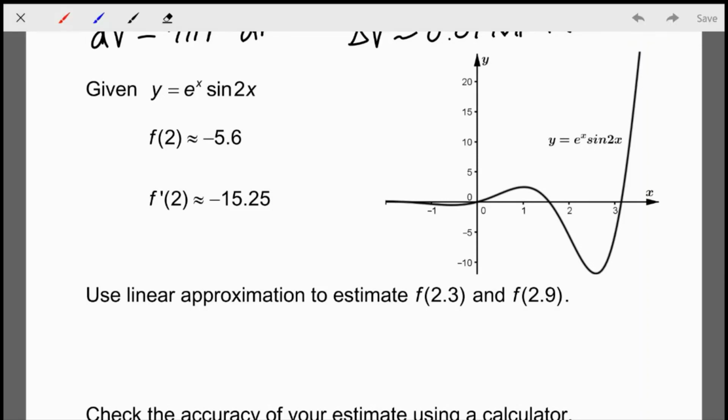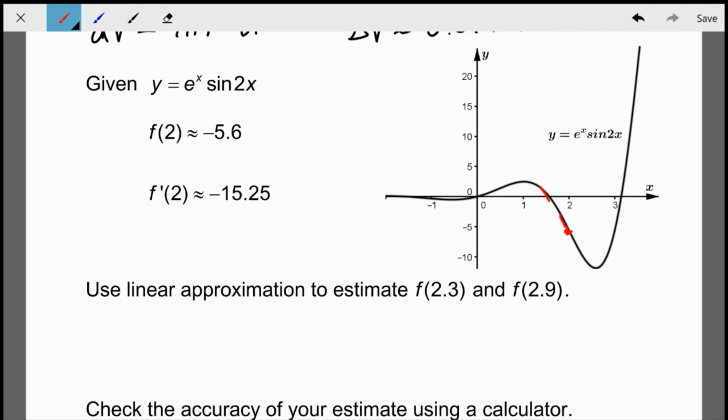I'm not really going to go through and calculate this out. I just want to show you graphically what they're talking about here. So here's my point when x is 2, and my tangent line would look something like this. If I'm at 2.3, maybe over here, you can see that the tangent line is still very close to the actual function value. So if I approximated f of 2.3, that would be a pretty good approximation.